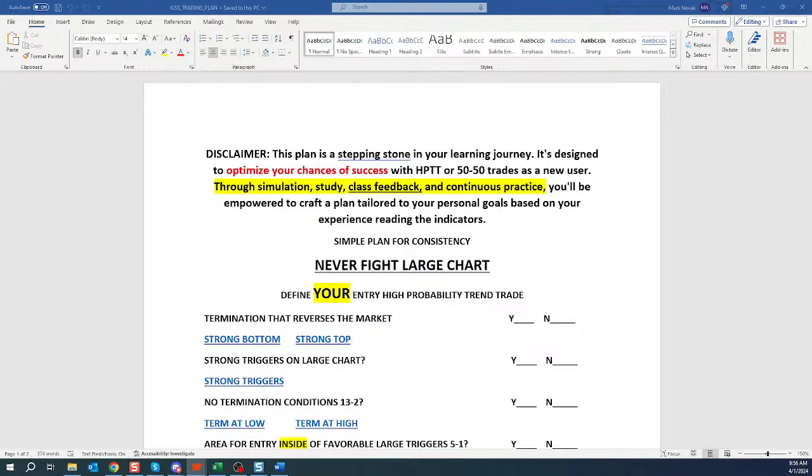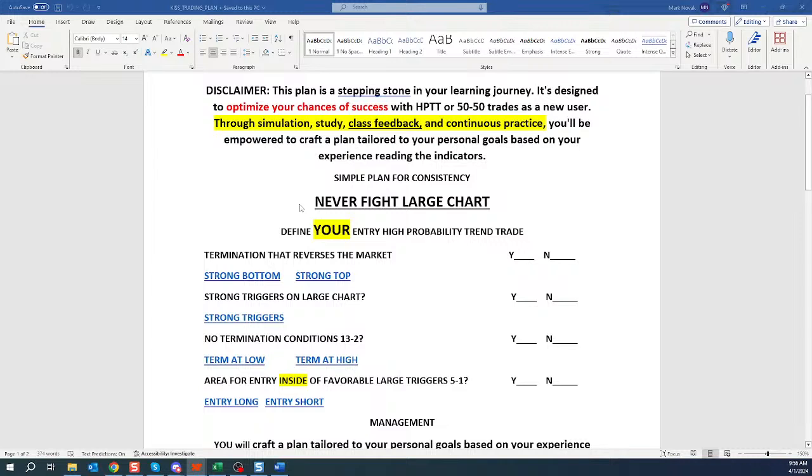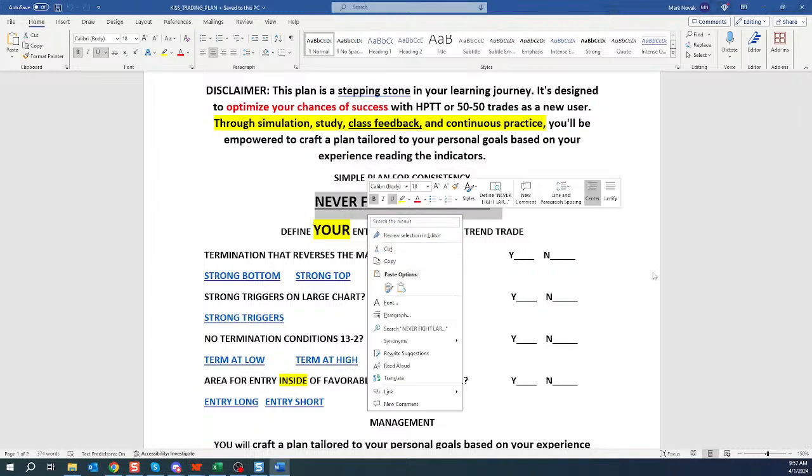And I don't know about you guys, I trade to win. I realize that I will lose, but I trade to get paid and I trade to win. So for me, it's ridiculous to take a trade without a statistical advantage. And then through simulation, study, class feedback, continuous practice, you'll be empowered to craft a plan tailored to your personal goals based on your experience reading the indicators. And your simple plan for consistency says never fight the large chart. Can't stress this enough, guys.